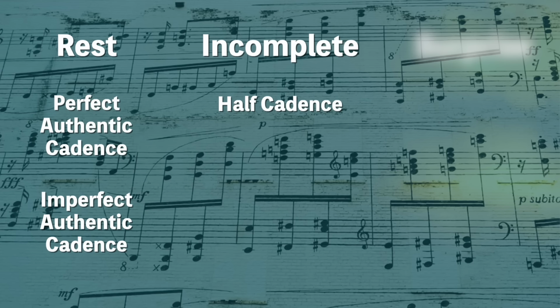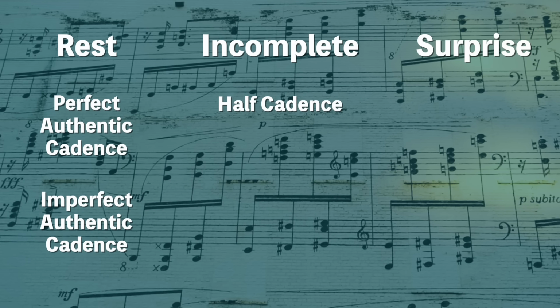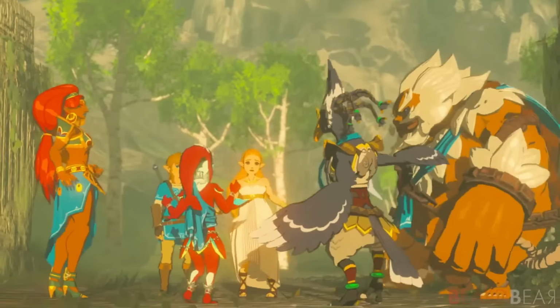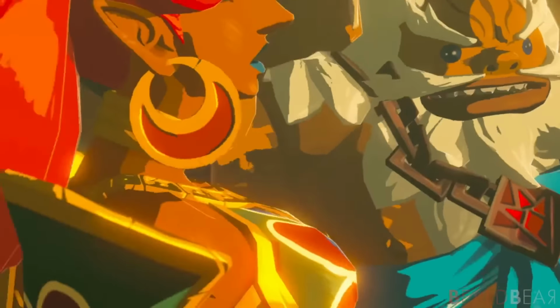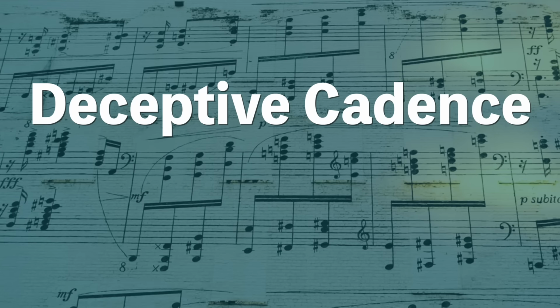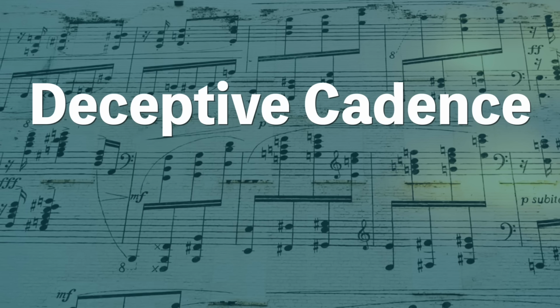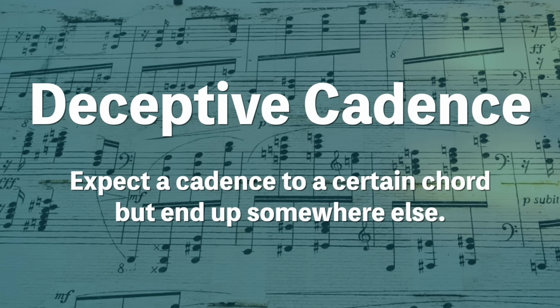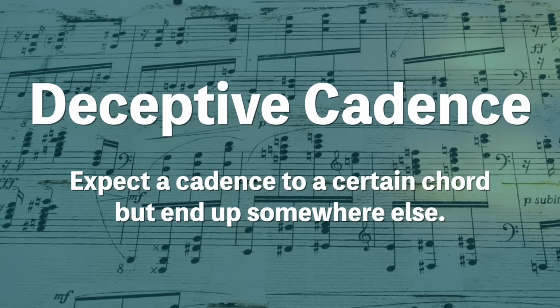There's a third type of cadence, which is probably the most fun, and that is those that surprise us. The most common of these is the deceptive cadence, which is when people are expecting a cadence to a certain chord, but you deceive them and give them something else instead. Hateno Village has a classic version of this.